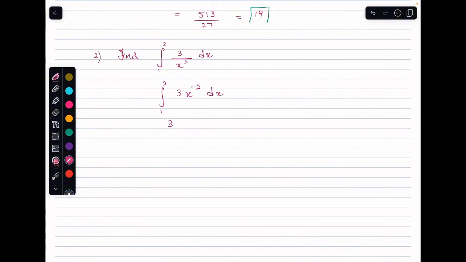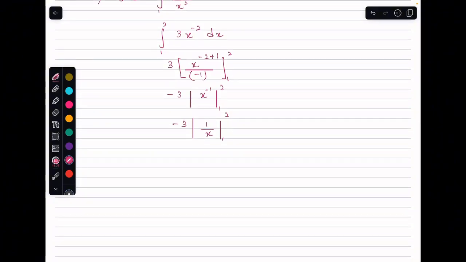So to integrate this, I shall be taking this 3 outside, and then I should say it's x to the power negative 2 plus 1 divided by a negative 1, and then on the other side I should be writing the limits as 1 till 2. So now I can say it's a negative 3 and x to the power negative 1, and the limits from 1 till 2. So further I will say it's a negative 3 and 1 over x with the limits as 1 till 2 here.